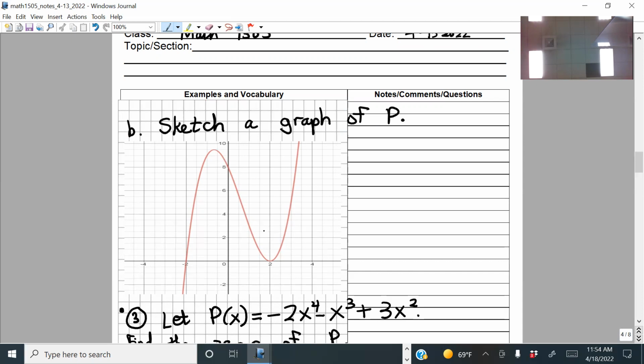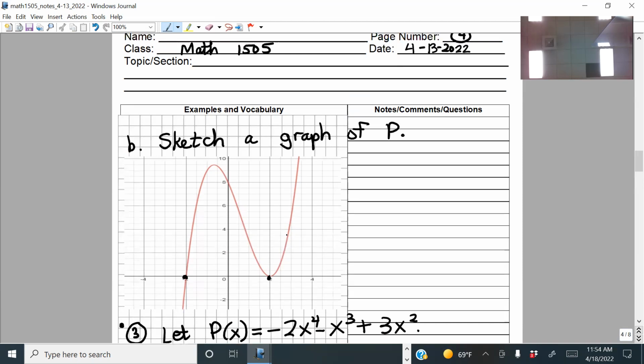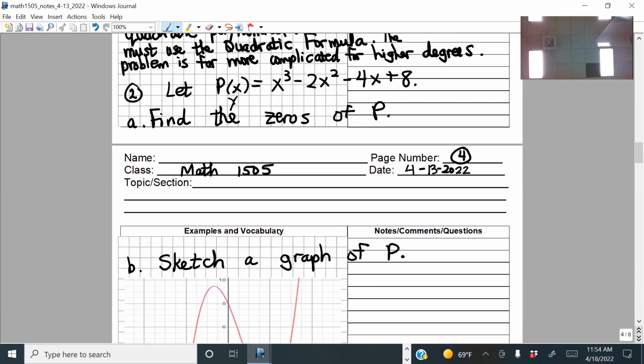3, right? Okay, but it looks like we only ended up with 2. And it looks like they are right there at -2 and right there at 2. Okay, so I think the answer to this question, when it says find the zeros, I think the zeros are 2 and -2.